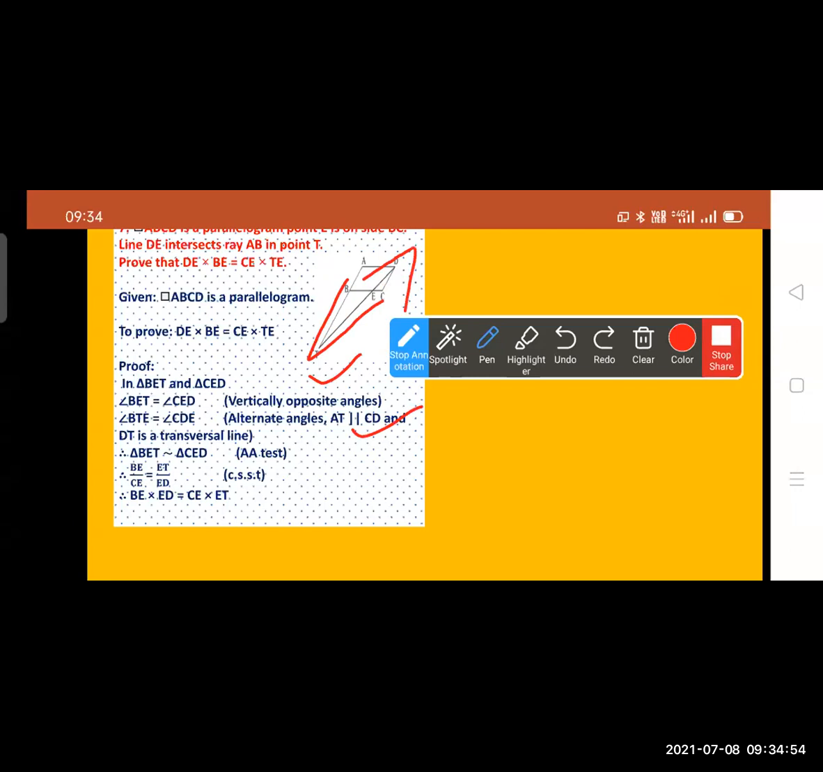Therefore, these two triangles are similar by AA test of similarity. Then we write their corresponding sides are in proportion. So BE by CE equals ET by ED. Then cross multiply here: BE into ED equals CE into ET. Okay. Now, next question.